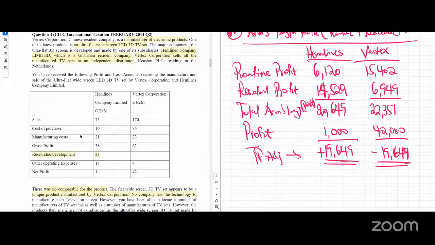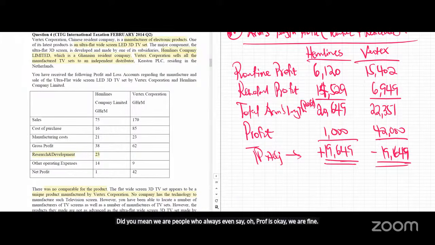So should we solve another profit split so that you get used to it? Or is it okay? I'm more understanding. Tell us someone. People will always say, "Oh, Prof, it's okay. We are fine." Oh, no. Yeah, no, okay.